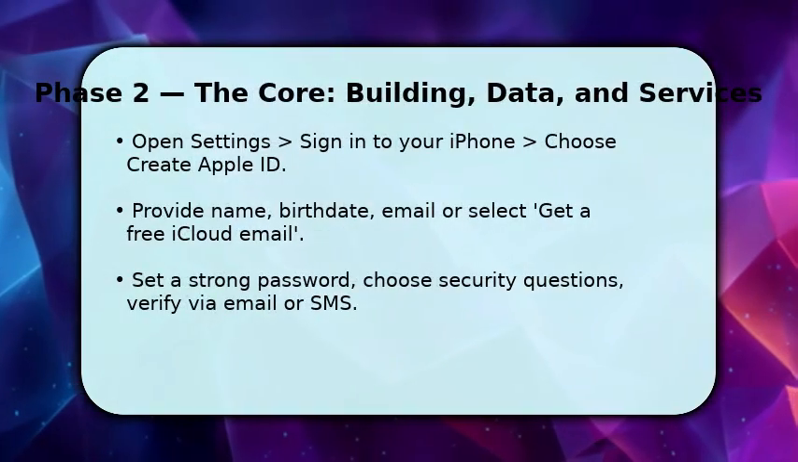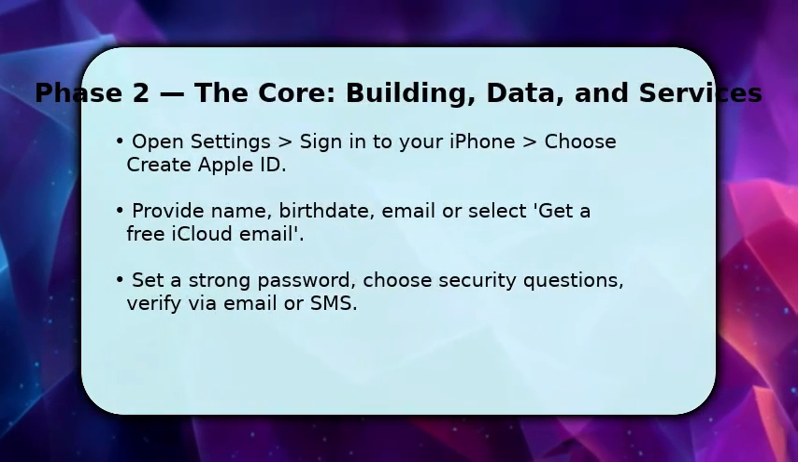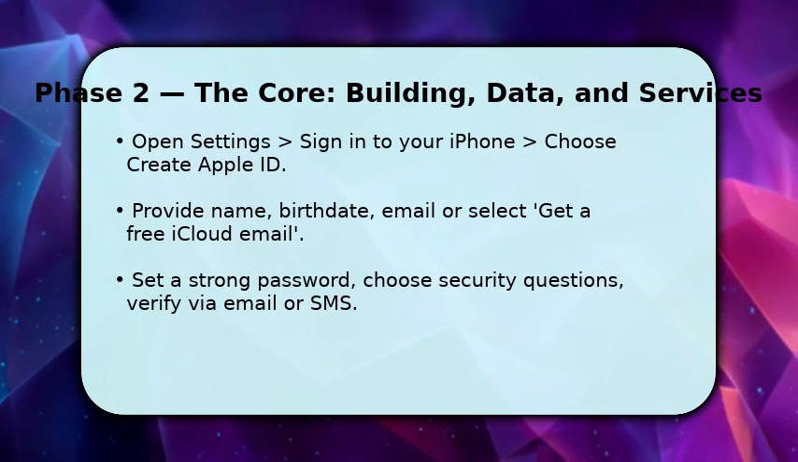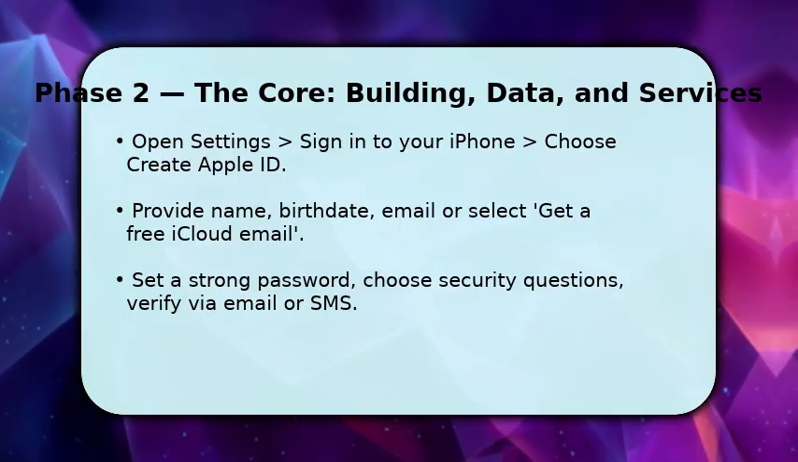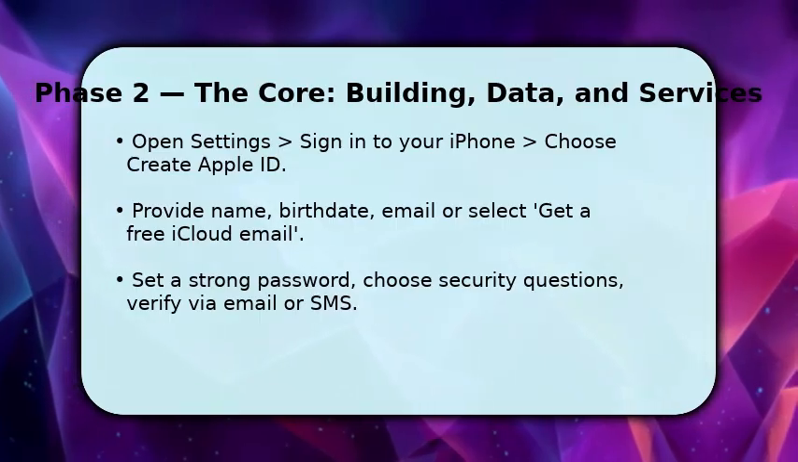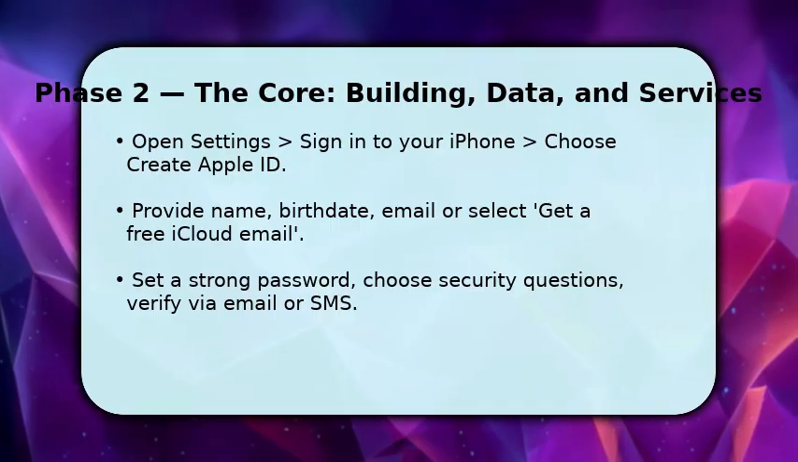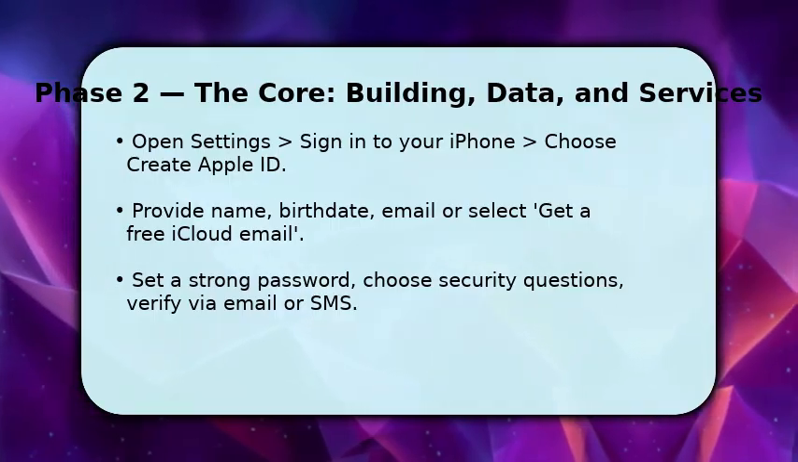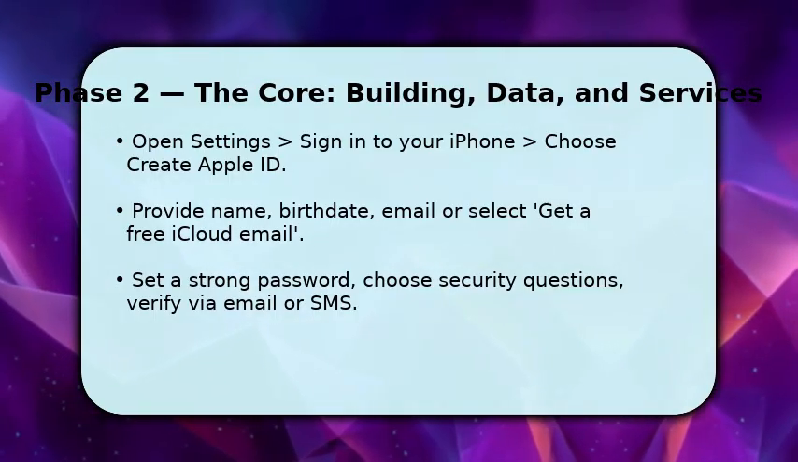Now you create the new Apple ID directly on the iPhone. Go to Settings and tap Sign into your iPhone, then select Create Apple ID. Follow prompts for name and birth date so Apple can set age-appropriate settings. You can use an existing email or get a free iCloud email. Pick what you can access.